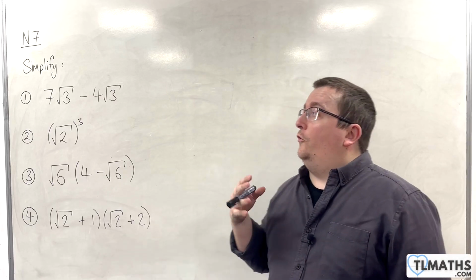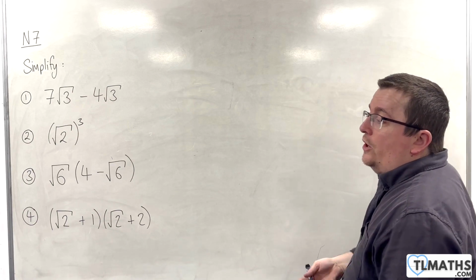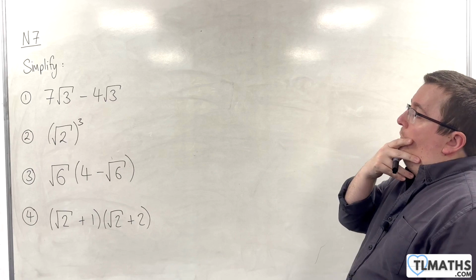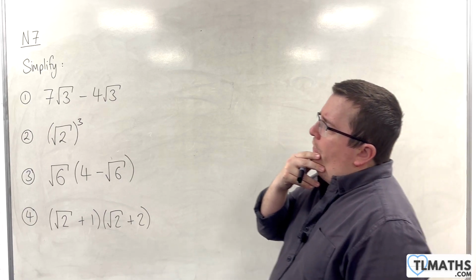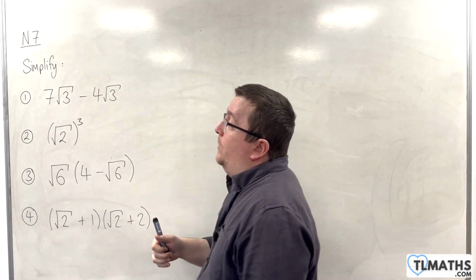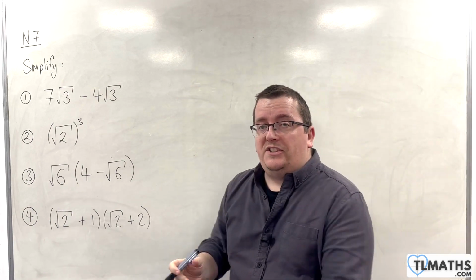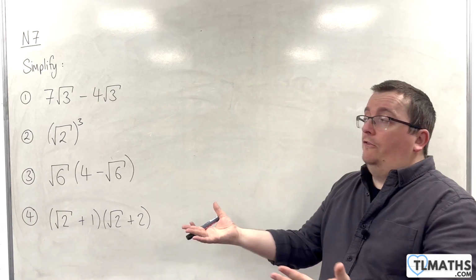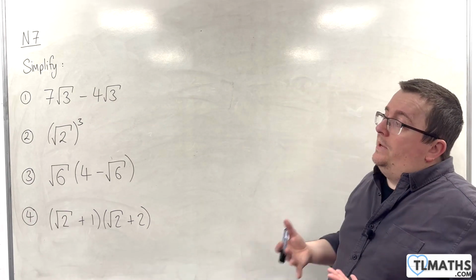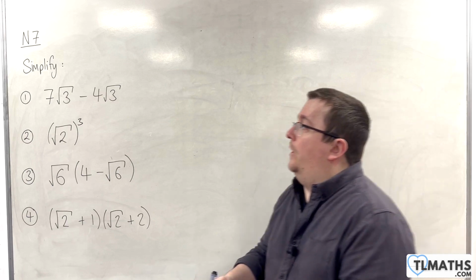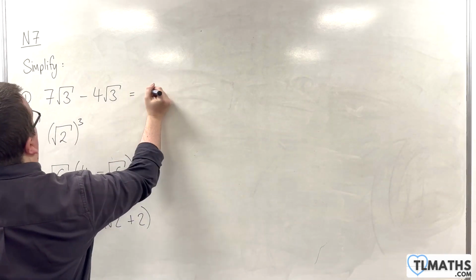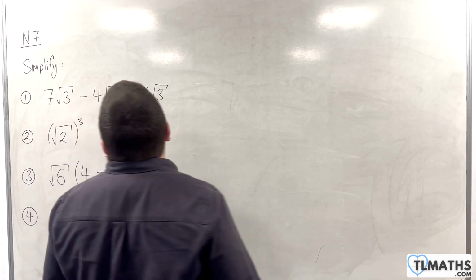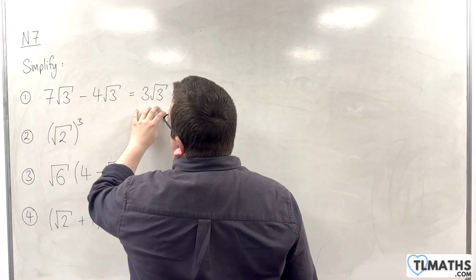So in this video I want to go through some examples of simplifying expressions that involve roots or surds. Okay, so for this first example we have 7 root 3 take away 4 root 3. So it's really understanding that what you've got is 7 root 3's and then you're taking 4 root 3's away. How many root 3's are you going to be left with? So 3. So this will be 3 root 3. So think of it like 7x take away 4x is 3x.